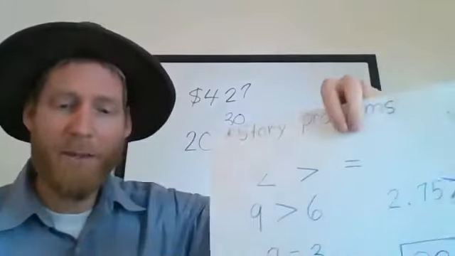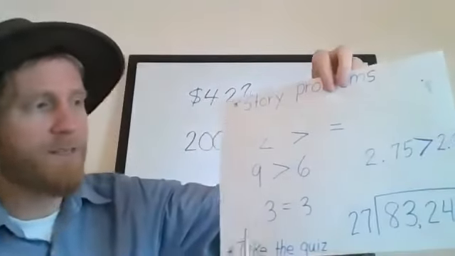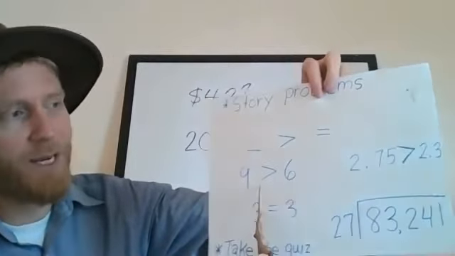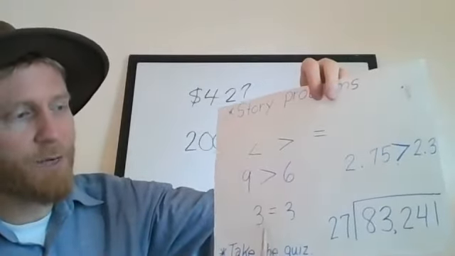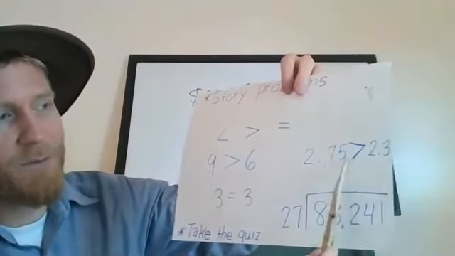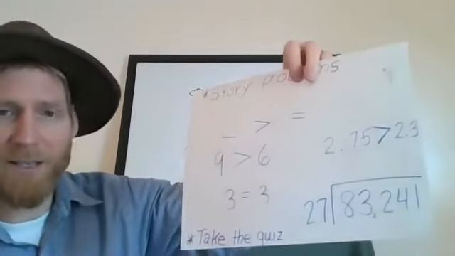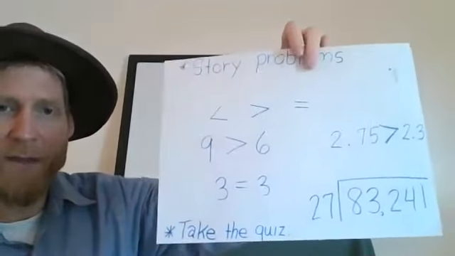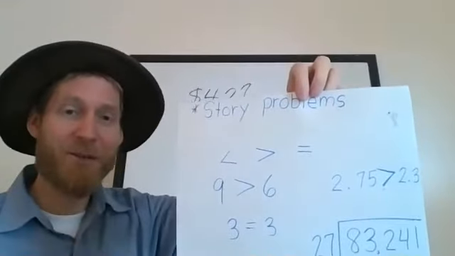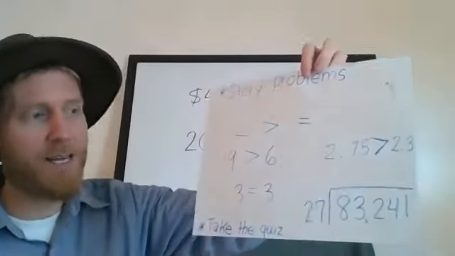Do you remember these signs? Greater than, less than, and equal? For example, 9 is greater than 6, so that's the direction it would be, all right? 3 is equal to 3, obviously, right? But see, you're going to have some with decimals. 2.75 is greater than 2.3, isn't it? And see if you can do that part. Greater than, less than, or equal to. And choose the correct one. Put the correct sign, nice and neat.